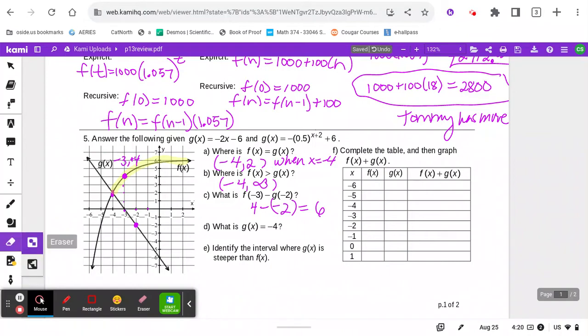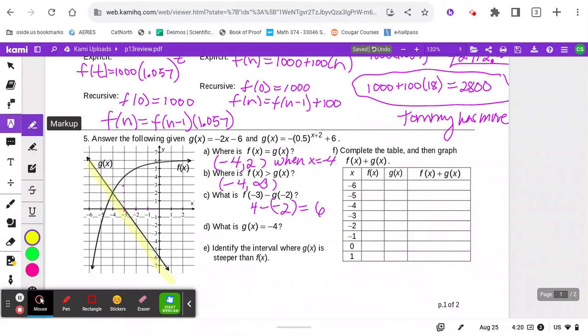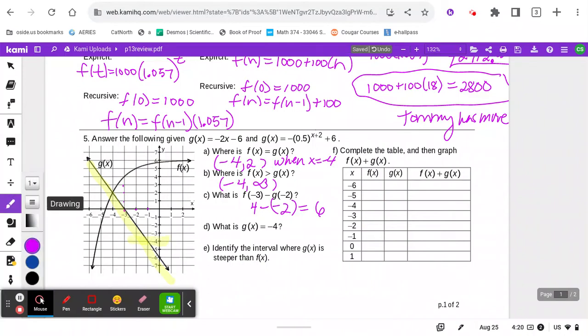All right, where is the output g of x equal to negative 4? Now we're looking again at the line, the g of x function, and where the output is equal to negative 4. I go down here and find the negative 4, and I notice that that's right here at negative 1, negative 4. So it's when x is equal to negative 1.